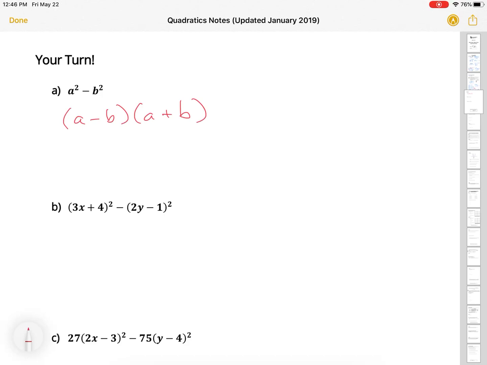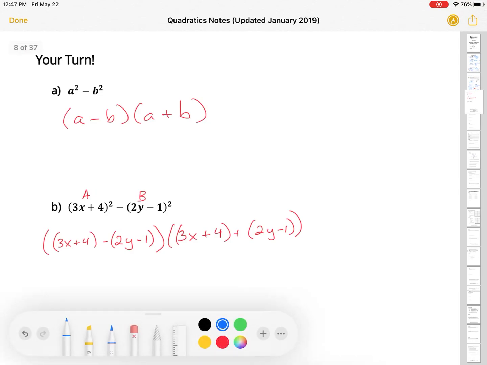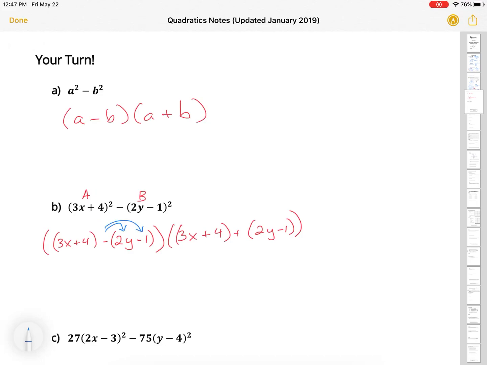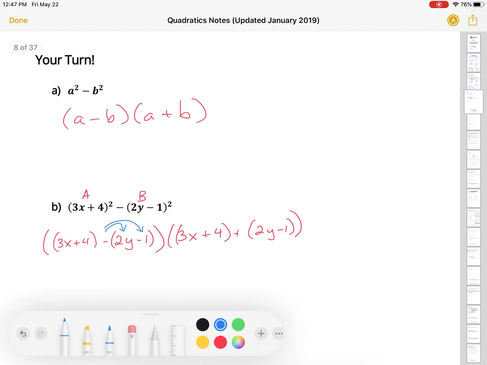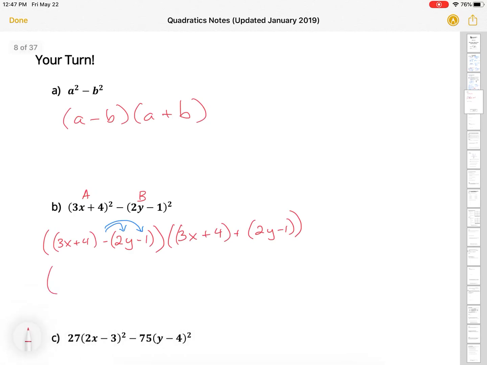now you can either use a pattern, you can also use substitution to do this. But you would go 3x plus 4 minus 2y minus 1, and then 3x plus 4 plus 2y minus 1. If you want to use substitution by assigning this an a and a b, and then substituting them back in later, you can as well. I've just basically skipped that step. Don't forget to distribute that negative sign. This one has got a plus sign. The second one has a plus sign, so you can just open those brackets.